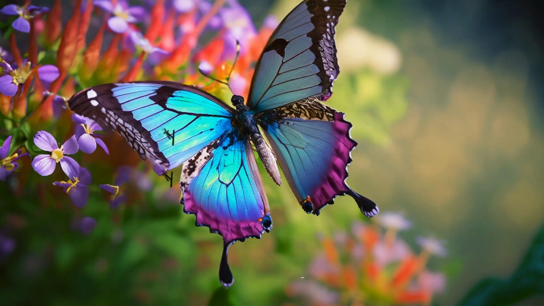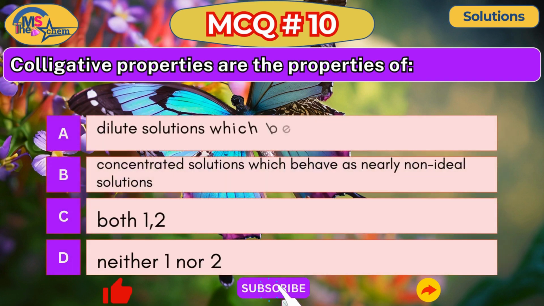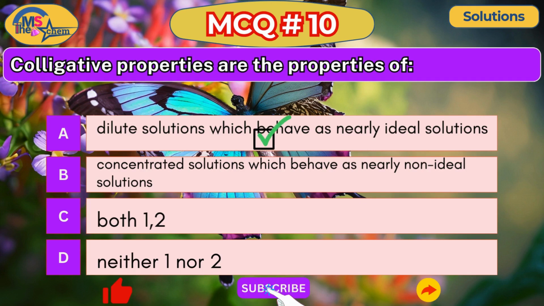And now question 10 is colligative properties are the properties of. Here are the four options given. Option A dilute solutions which behave as nearly ideal solutions, option B concentrated solutions which behave as nearly non-ideal solutions, option C both 1 and 2 and option D neither options 1 or 2. The true answer to this question is option A dilute solutions which behave as nearly ideal solutions.